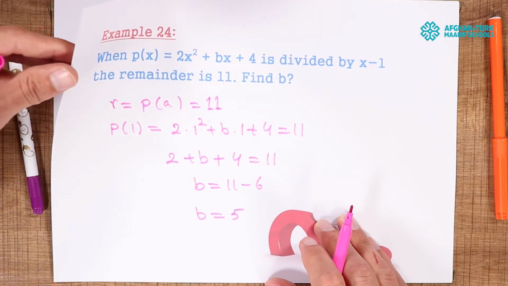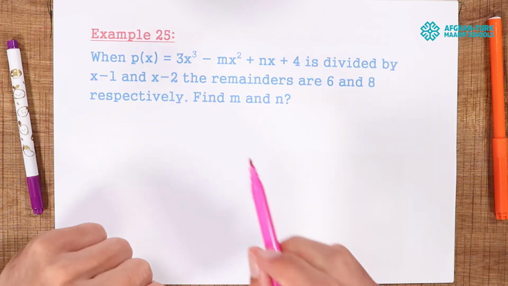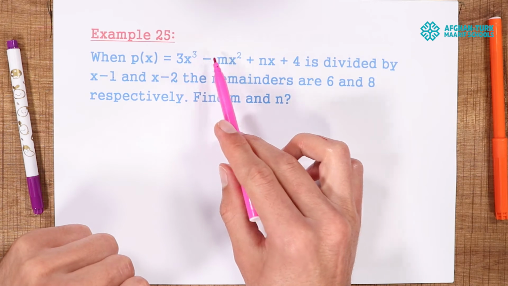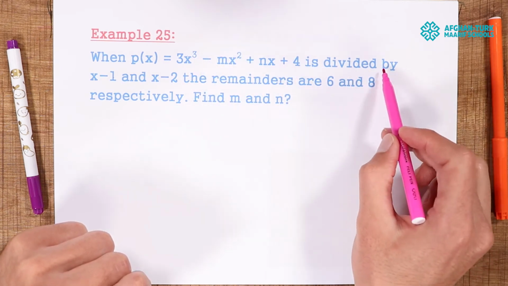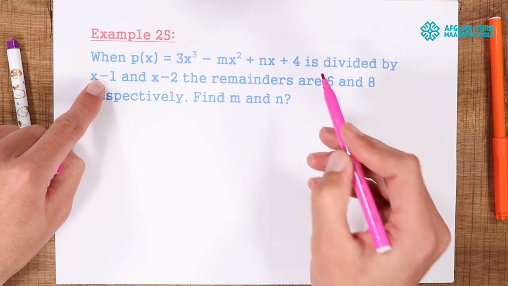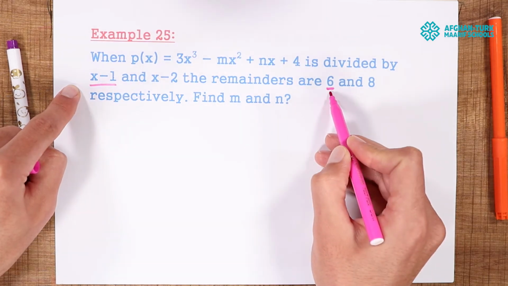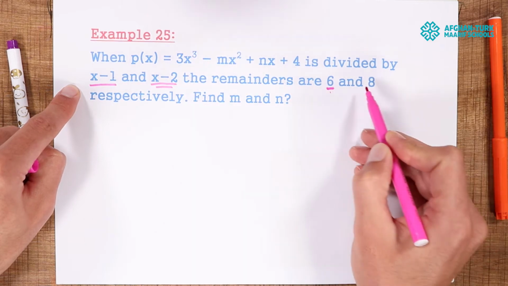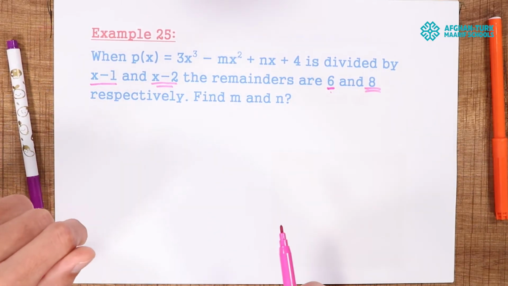As the next example, we have a question that is a little bit more difficult. We have p of x equals 3x cubed minus mx squared plus nx plus 4, and when it is divided by x minus 1, the remainder is 6. When you divide p of x by x minus 2, the remainder is 8. So find m and n.